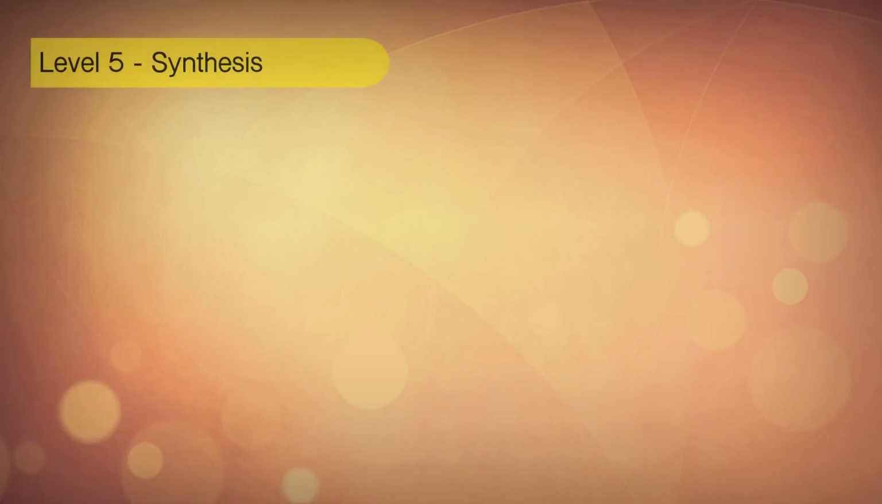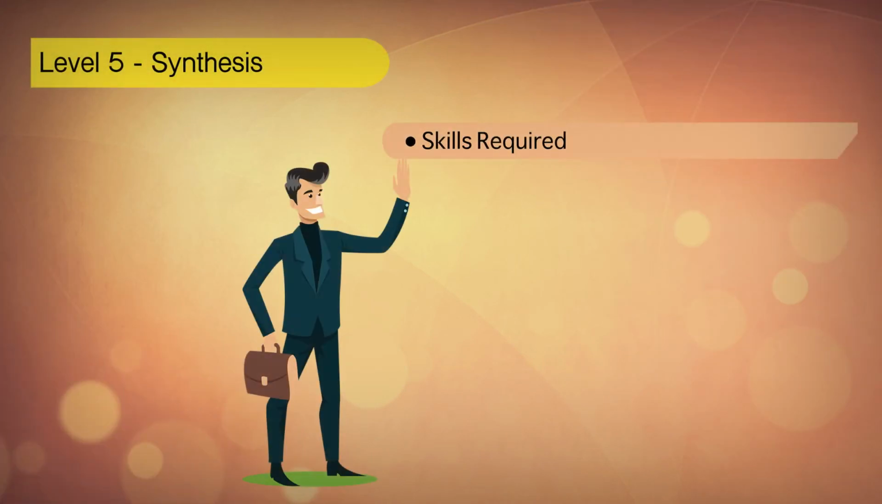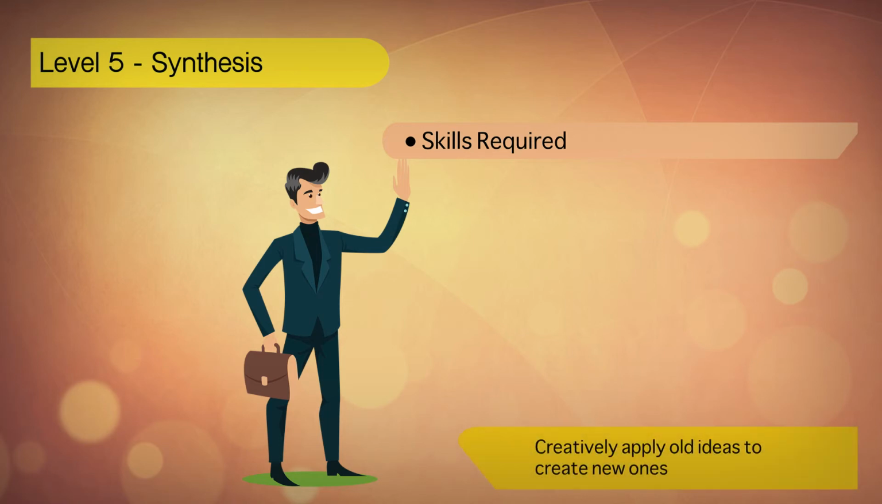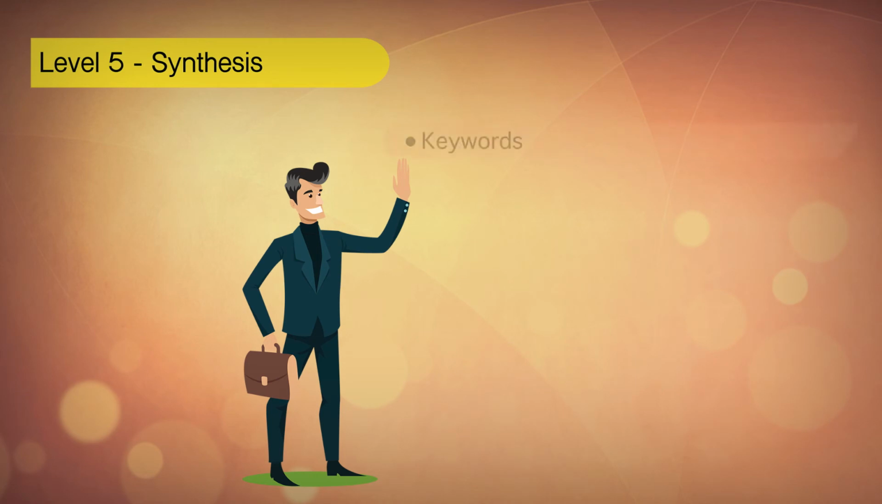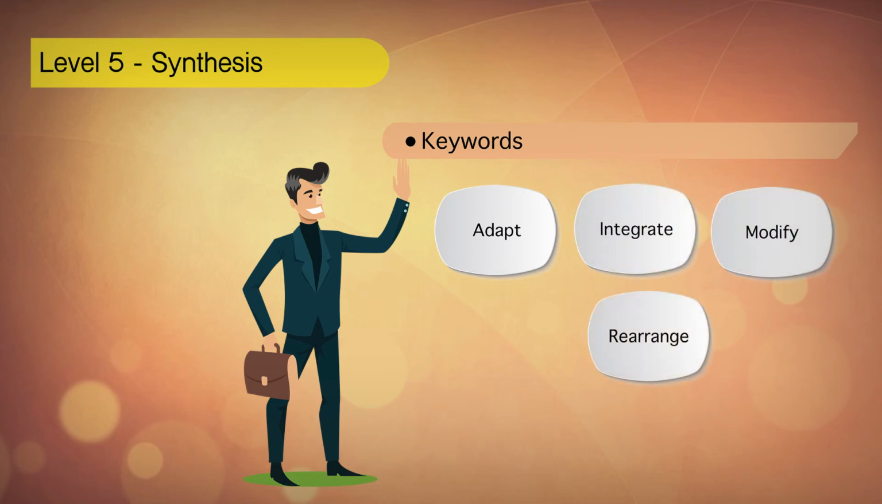A student who has achieved this level is able to restructure or rebuild into something new. For example, a student who is asked to write an essay based on some given keywords is required to have a level of cognition at the synthesis level. The skills that are required at level 5 are like creatively apply old ideas to create new ones, generalize from given facts, relate knowledge from several areas, predict, draw conclusions. And the keywords that commonly will be used are like adapt, integrate, modify, rearrange.